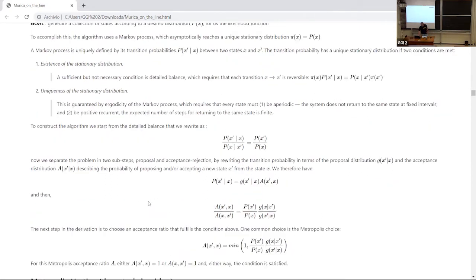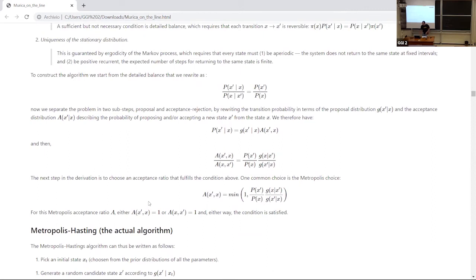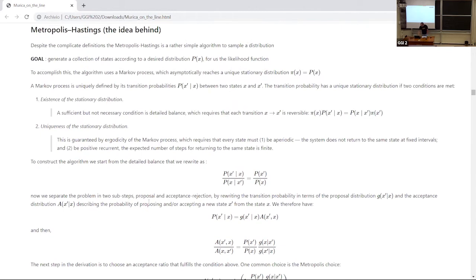So to construct the algorithm, we start from the detailed balance. And now I assume that the equilibrium distribution is actually the distribution that I want to reconstruct. So this is the condition that I wrote here. The existence of the stationary distribution means that I can assume that pi of x is actually p of x. So now I rewrite the detailed balance in this way.